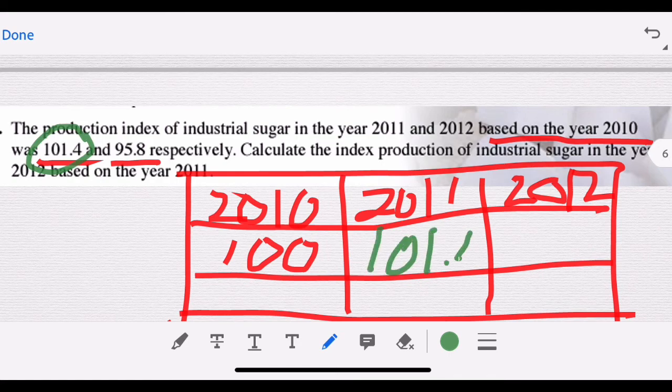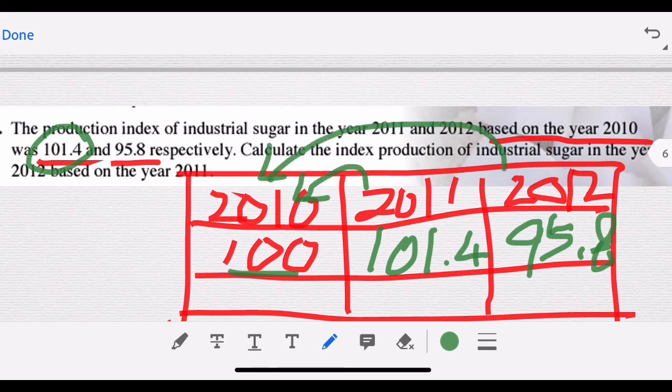2011 is 101.4. Actually, the table is more systematic. 2012 is 95.8. Both are based on 2010, right? Okay, you see this is a base year. This one is also the base year. So that's why here is 100.